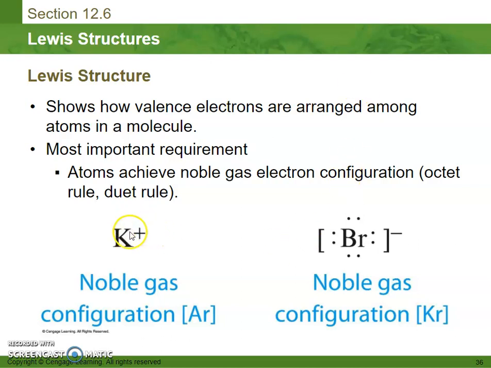All right, so here we have noble gas configuration, because this potassium lost an electron, and it now has noble gas configuration. It is the same as argon. Here we have bromine. It has a negative charge because it has gained an electron, and it has krypton configuration. It has reached its noble gas configuration. All right, it is happy. It has a full outer layer of electrons.